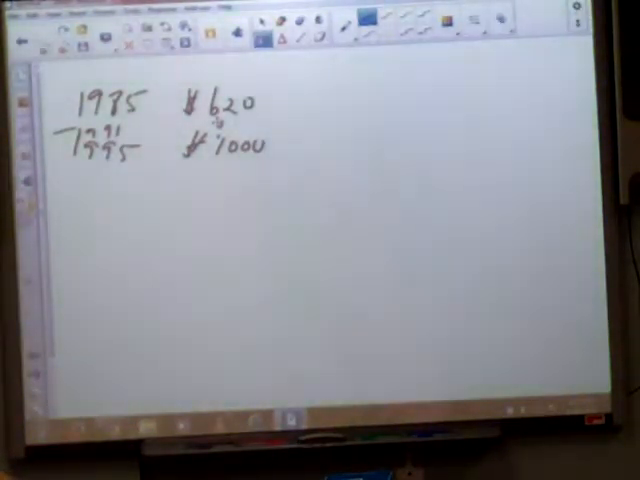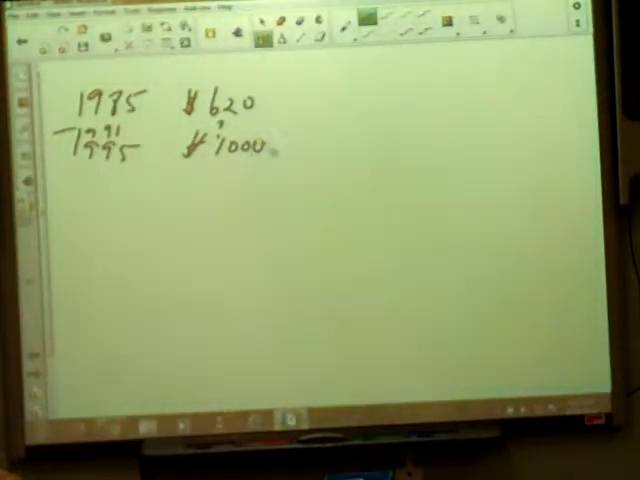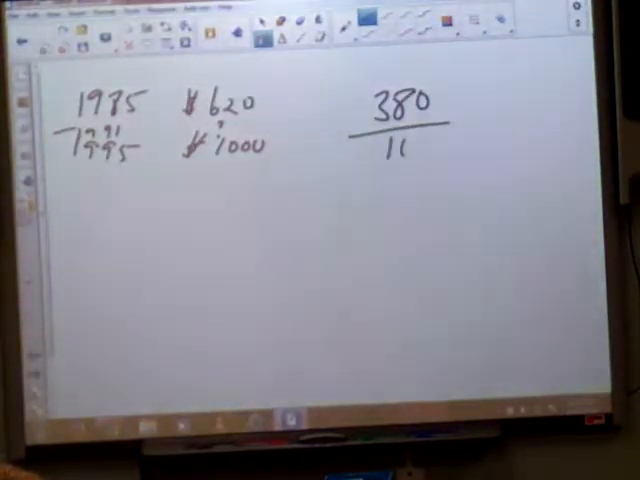Alright, so we got to find how much it's going up every year. So I'm going to take my 1,000 to 620. How much did that go up? What's 1,000 minus 620? 380, and it did that over 10 years, right? So we could say the cost is going up $38 per year.